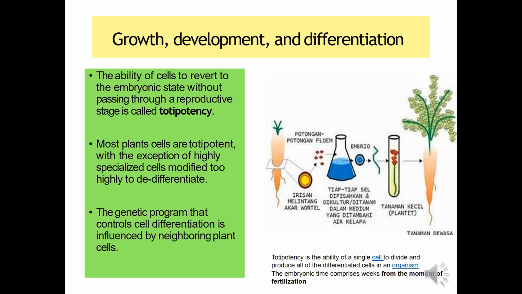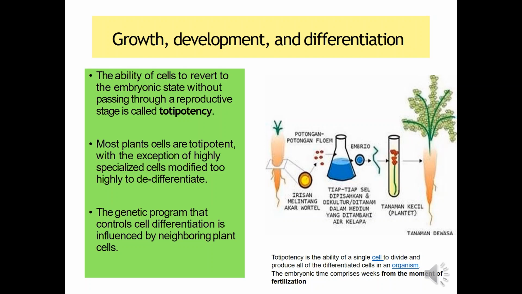So most plant cells are totipotent, with the exception of highly specialized cells. A highly specialized cell, meaning an adult, matured cell, is able to modify and become an embryonic mass. All of this we call a genetic program. This genetic program should always be influenced by the neighboring plant cells.